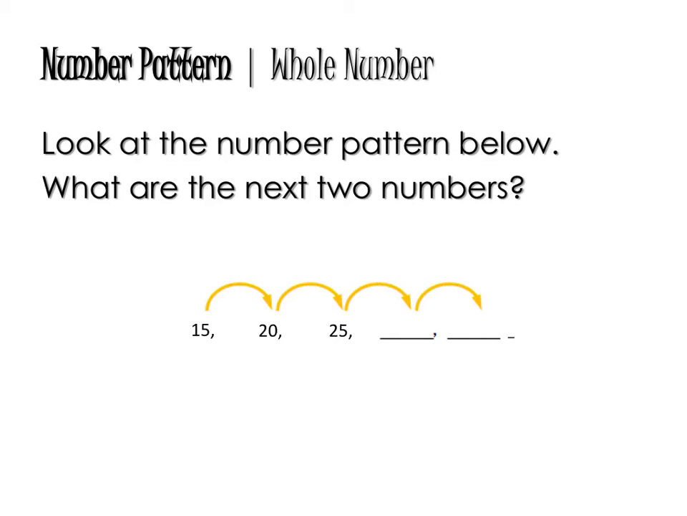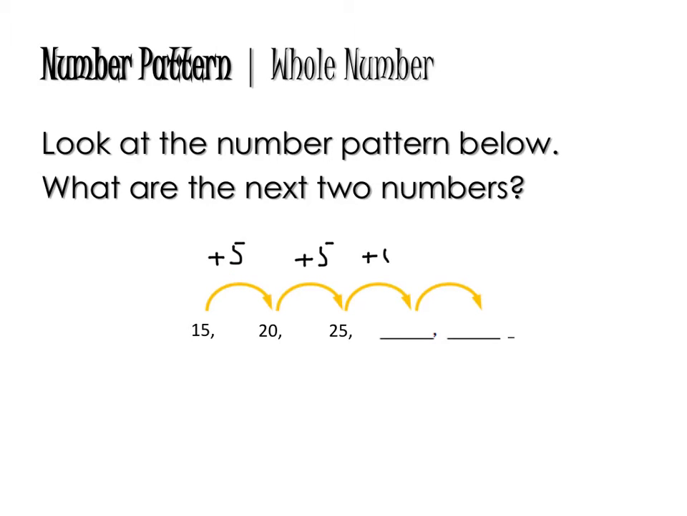And like what we did in the first video, before we start looking at it in terms of decimals, let's look at it in terms of whole numbers. So look at the number pattern below. Tell me what are the next two numbers. I think you should know that the increase from one number to the other is a plus 5.